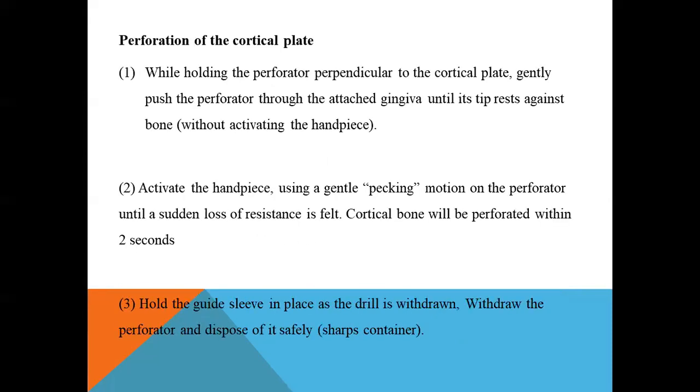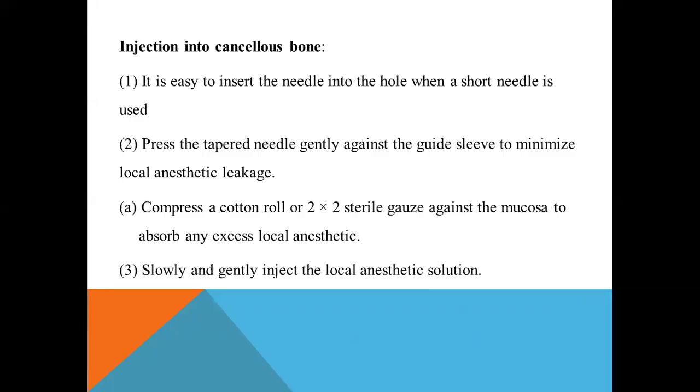Perforate the cortical plate by using the needle. Activate the handpiece using a gentle pecking motion on the perforator until a sudden loss of resistance is felt. Cortical bone will be perforated within 2 seconds. Hold the guide sleeve in place as the drill is withdrawn. Withdraw the perforator and dispose of it safely.